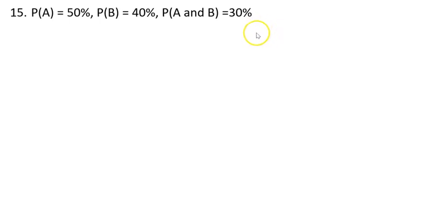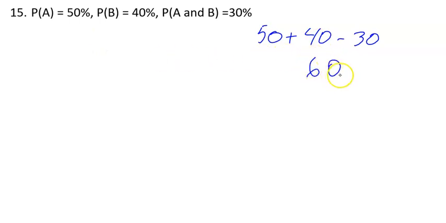So to find this probability, I am going to do 50% plus 40% minus the overlap of 30%, because 50% of my respondents are event A, 40% are event B, 30% are both. So if I do 50 plus 40, that's 90. 90 minus 30 is 60%. And when you enter those answers, you do not need to put your percent signs, just the values.